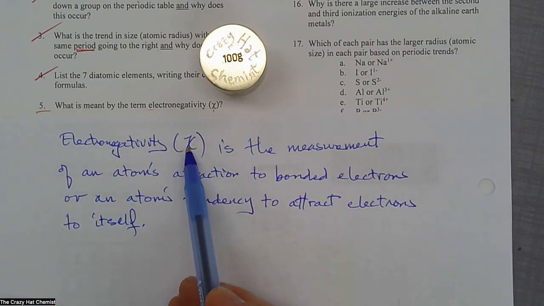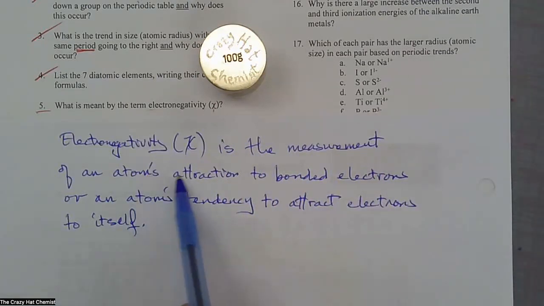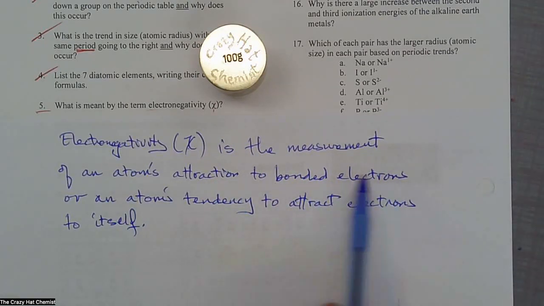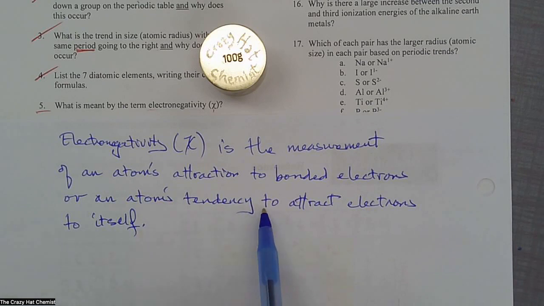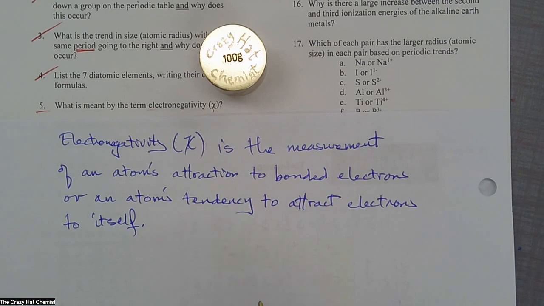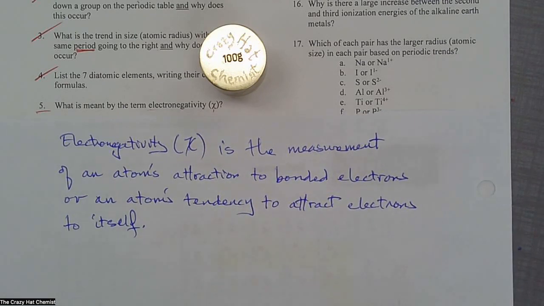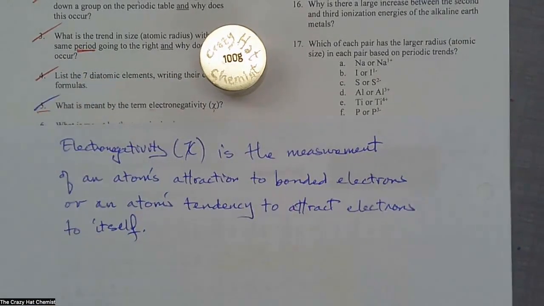Electronegativity, the scripted X, is the measurement of an atom's attraction to bonded electrons or an atom's tendency to attract electrons to itself. All right, really simple. Okay, we're going to figure out a little bit more about electronegativity, and that is used certainly in the next unit when we talk about covalent bonding. So we absolutely need to know what electronegativity is and how to apply it and use it. So that's going to be critical in the next unit. All right, just so that you know.